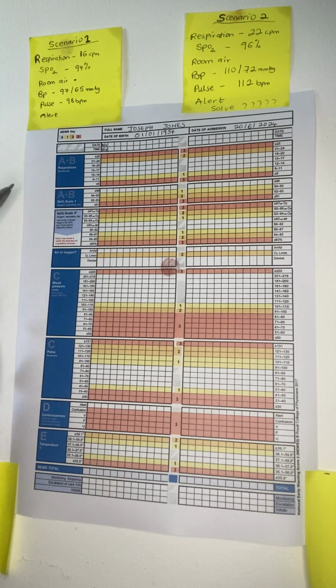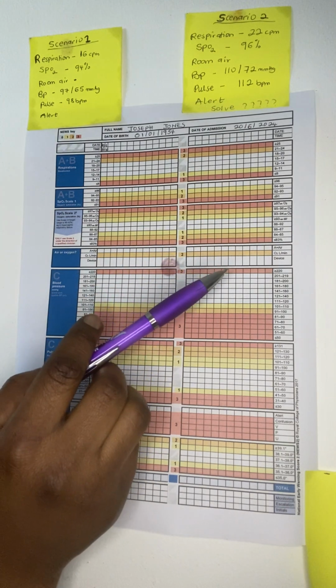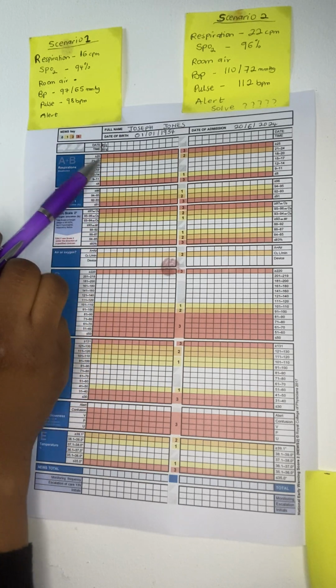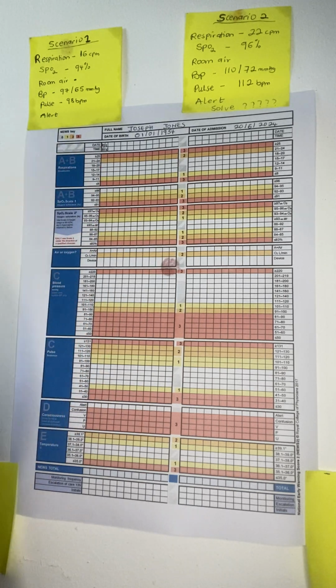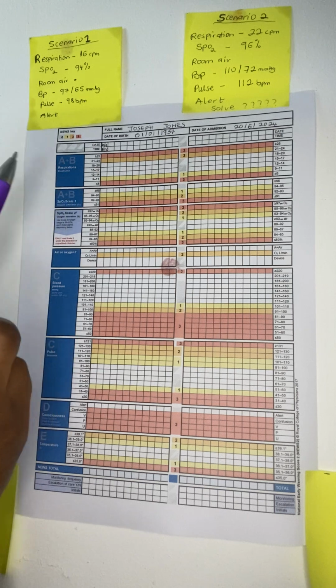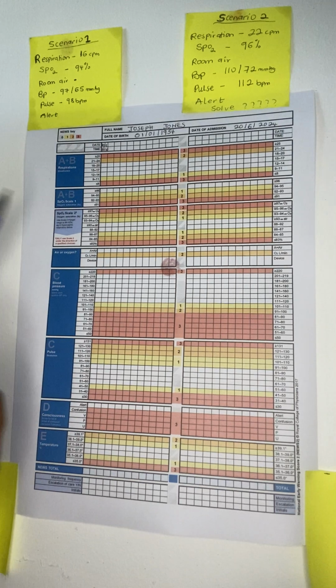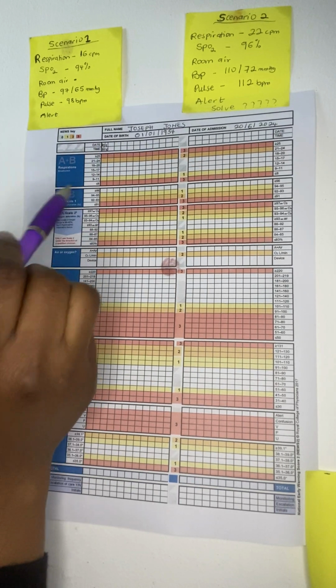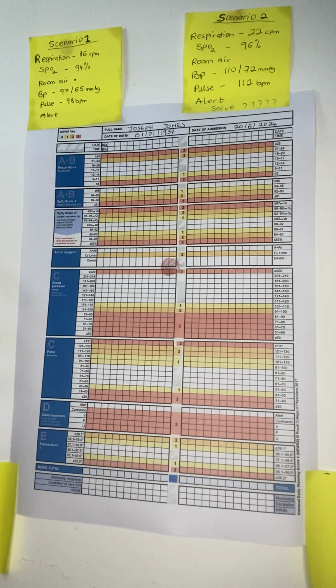Please, documentation on your NEWS chart is very, very important. You might have done a good assessment, but if you document the right thing in the wrong place, you will go back for that paper. Please pay attention when you are documenting so you get it right. Now, respiration is 16 cycles per minute.